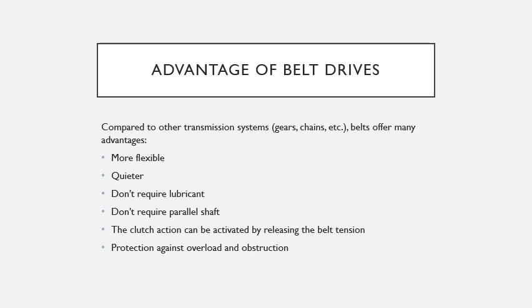So what are the advantages of the belt drives as compared to the other transmission systems like gears, chains, etc.? So they are more flexible. The noise is very less as compared to the gears. They don't require any lubricant. Belt drives do not require parallel shaft. They can be transmitted at different angles. The shaft does not need to be parallel. They can transmit power at 90 degree angle, and if you release the belt tension, they behave like a clutch. The belt moves freely or loosely, and they provide protection against overload and obstruction.